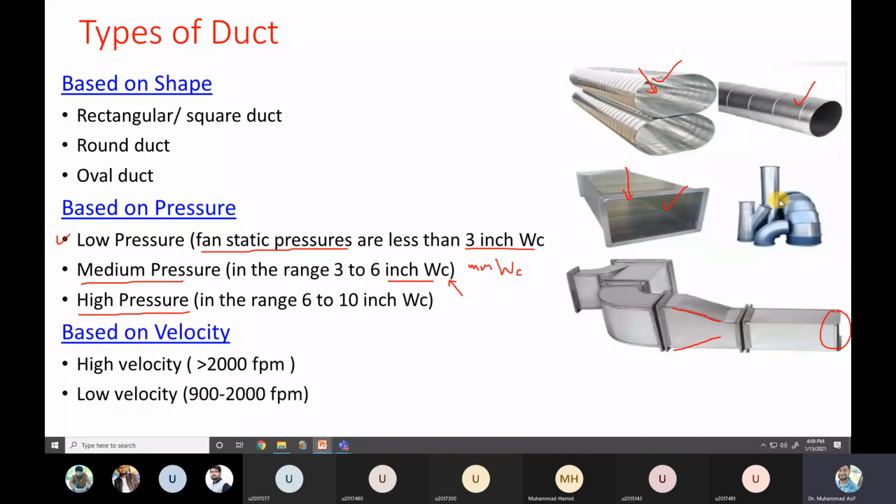The third way of classification of the duct is based on velocity. There could be high velocity ducts or low velocity ducts. We say it is a low velocity duct when the velocity ranges between 900 to 2000 fpm, feet per minute. If the velocity is greater than 2000 fpm, that is a high velocity duct. So there are three different ways used to classify ducts: depending upon the shape, the operating pressure, and the velocity.